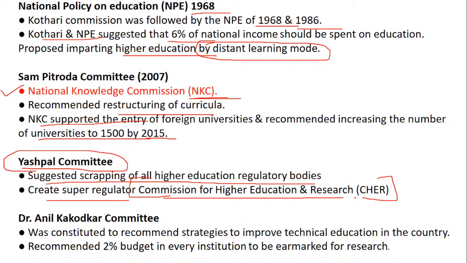Now Anil Kakodkar's committee, in that we had only one question based on budget, that is every institution. Now this was again a statement question where every institution is recommended 2% of budget, okay, which will be specially kept for what? Which will be kept apart for a specific purpose, that is called research, okay.